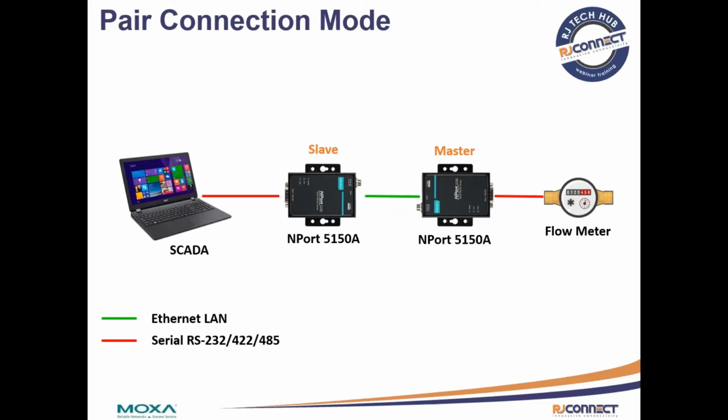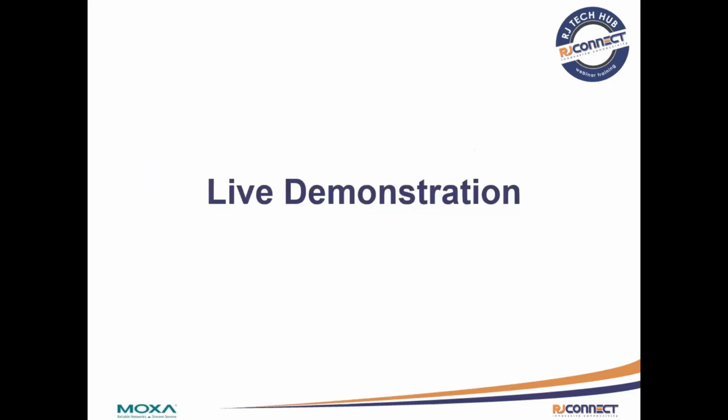And on the other side, the 2 NPORTs are connected to each other with a crossover Ethernet cable, and then both are connected to the same LAN, or in a more advanced setup they communicate with each other over a WLAN. So with pair connection mode, it will transparently transfer both data and modem control signals between the 2 NPORTs. Let's have a look at the serial device server live demonstration on the next slide.